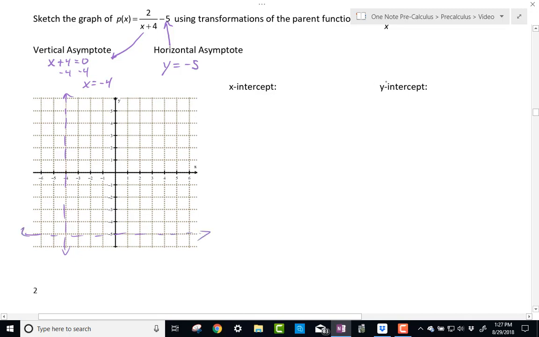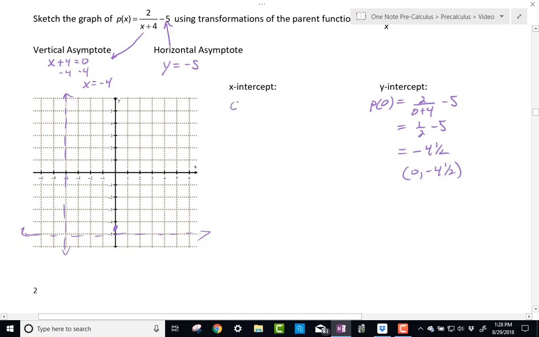X and y intercepts. Y-intercept. P of 0 equals 2 over 0 plus 4, minus 5. This is equal to 1/2. Take away 5, which equals negative 4.5. So I have the point (0, negative 4.5) as my y-intercept. We're way down here. All right, this is going to be an interesting one.